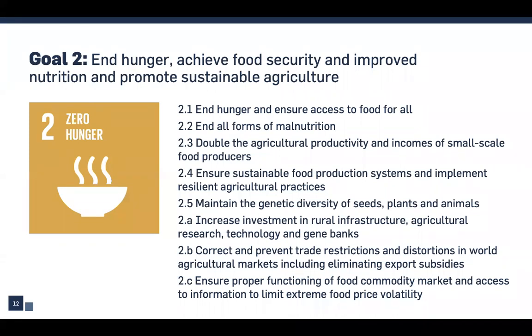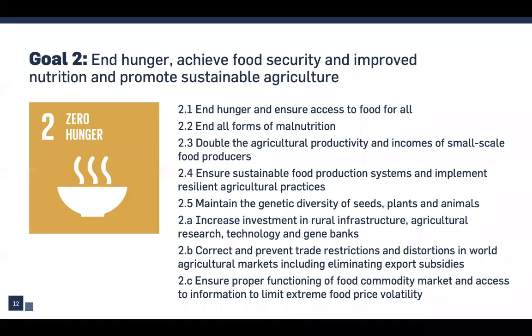Further to that point, and perhaps the target that might be the least expected, is 2.5, to maintain the genetic diversity of seeds, plants, and animals. But of course, if we're thinking about the future and safeguarding the future we want, we need to protect the diversity of our agricultural system. And that is why that's in there.